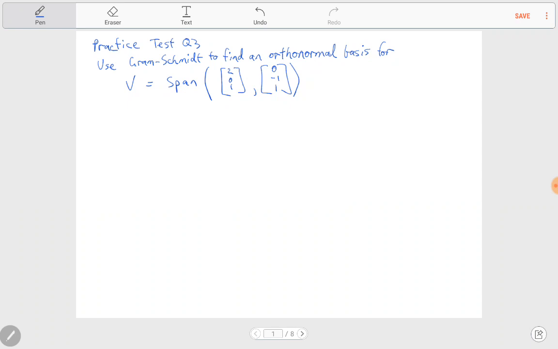I'll just say a few general things first. The span means that this vector space is the set of all linear combinations of those two vectors. We can see that one is not a multiple of the other, and therefore they are linearly independent, so they must span a two-dimensional space. That means we start with two vectors, and our orthonormal basis will also have two vectors, because these two basis vectors are linearly independent.